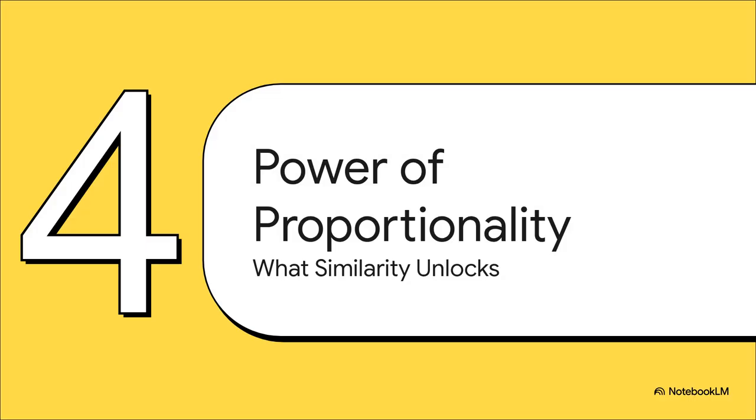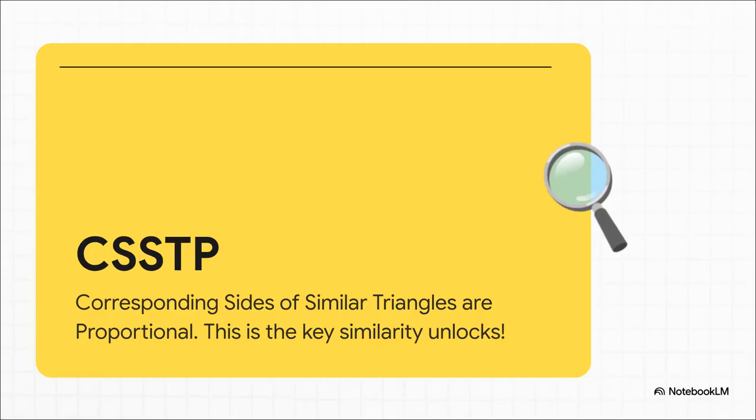So, why did we do all that work? Why do we even care about proving triangles are similar? Well, because proving it isn't the end goal. It's actually the key that unlocks a super powerful ability, the power to find missing lengths and solve for the unknown. This right here is the grand prize for all our effort, CSTP.